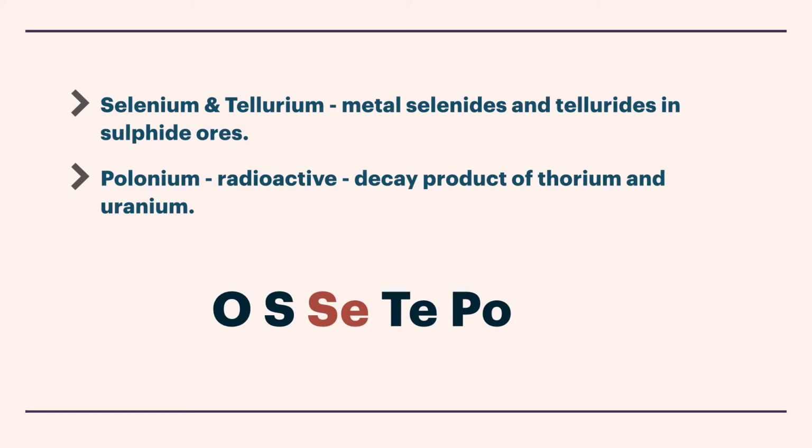Okay, now what I have written at the end is OSSETEPO. So I have written this symbolic form of the members of the family. So it will be very simple for you to understand. O S Se Te Po, that means oxygen, sulfur, selenium, tellurium and polonium. Okay, so at least make something and try to remember the elements. Once you understand the members of this family, the atomic numbers, everything is very simple.